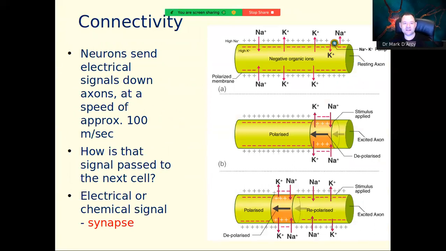So let's talk a little bit about connectivity now. Neurons send electrical signals down an axon at a speed of approximately 100 meters per second, very fast. How is that signal passed to the next cell? Well, it's passed at the synapse. So one neuron ends, here are the axon terminals. This is the next neuron. Here are the dendrites. There is a signal between one and the next. This area is known as the synapse. And what bridges that gap are neurotransmitters.